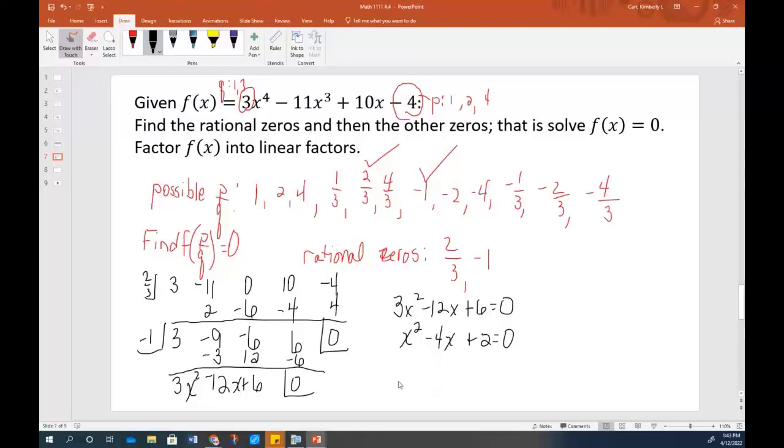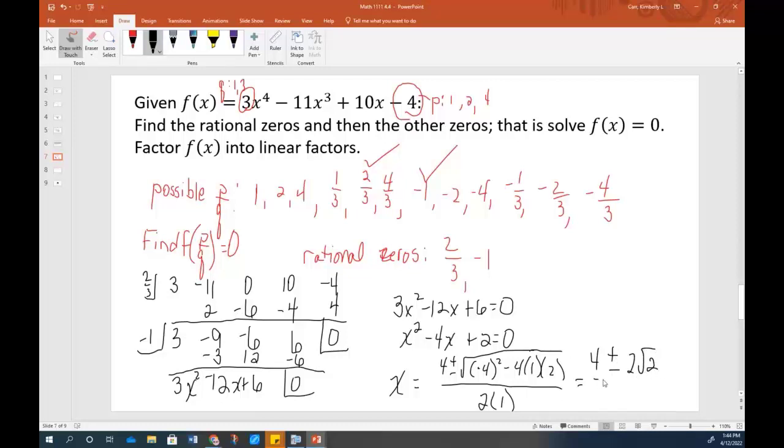And then I can use the quadratic formula. X equals the opposite of b plus or minus the square root of b squared minus 4ac all over 2a. All right, you want to simplify what's in here first. So that's going to be 16, and that's 8. 16 minus 8 is 8. So we end up with 4 plus or minus the square root of 8.